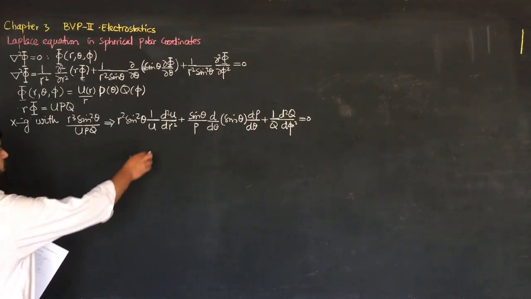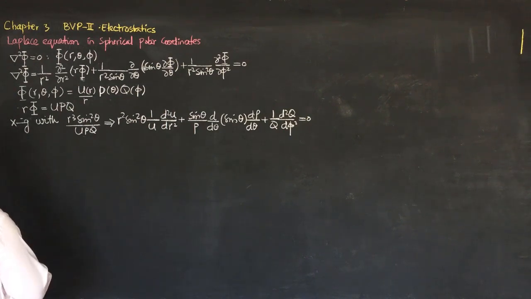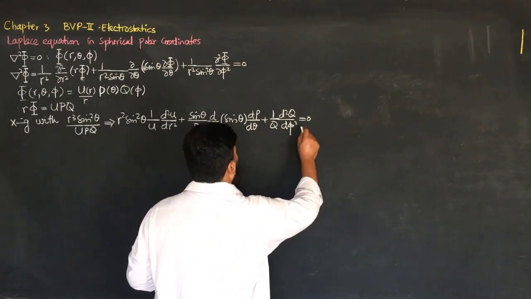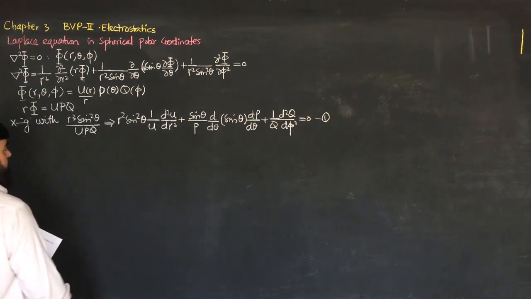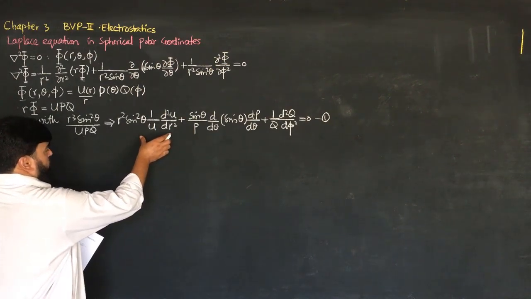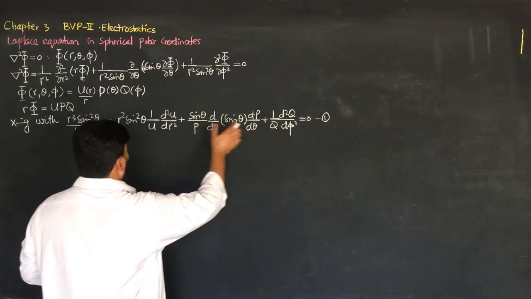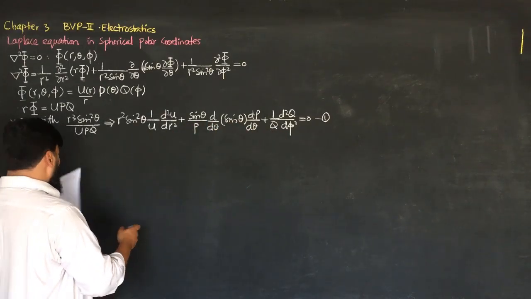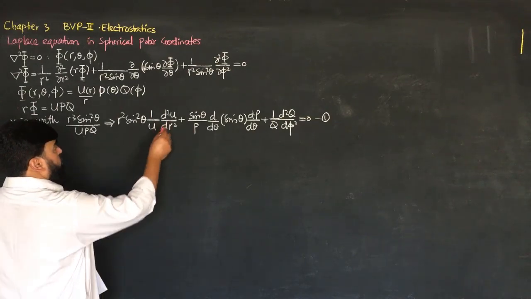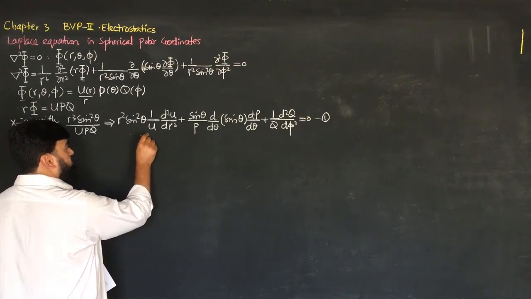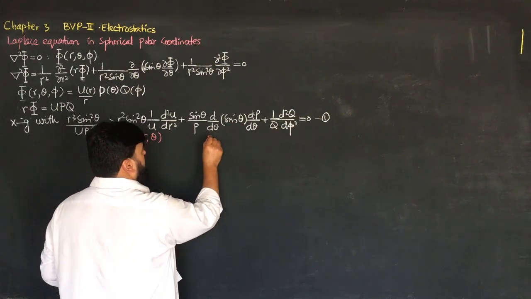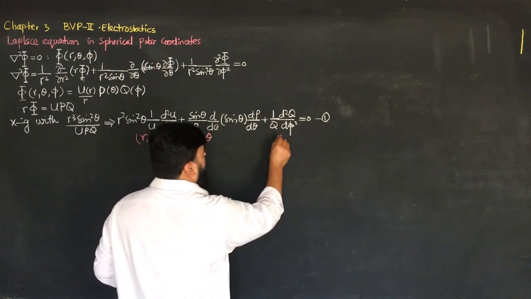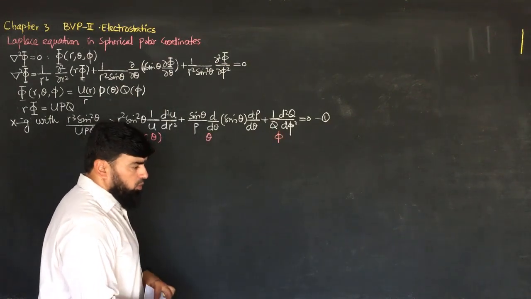So finally we have this equation, and let me call it equation 1. Now I will have to split this equation. If I look here, the first part is a function of r and theta. If I look here, this is a function of theta only, and this is a function of phi only.